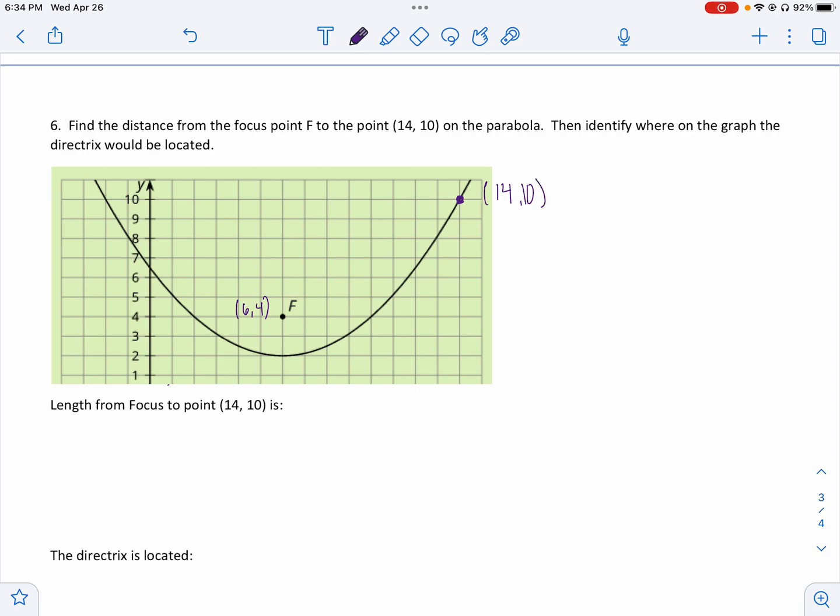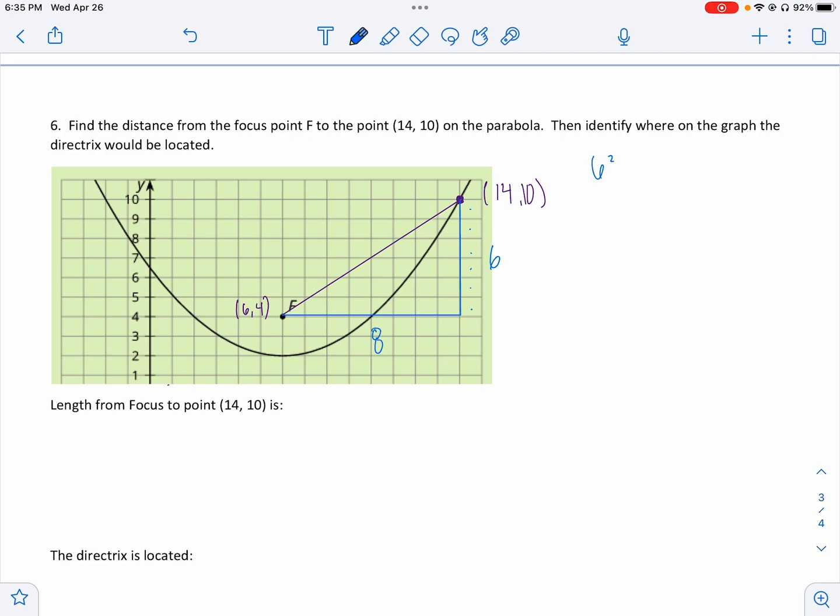And we can't see the directrix. We don't have an equation to know where the directrix is, so we are going to have to calculate the distance between the focus and the point 14, 10. But that's okay, because we can use Pythagorean theorem to figure that out. So this is 1, 2, 3, 4, 5, 6 units. This is 8 units.